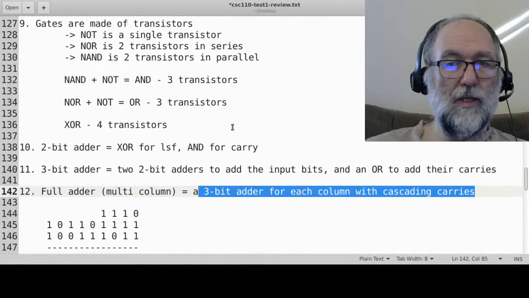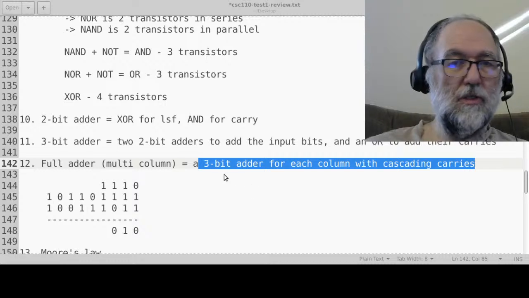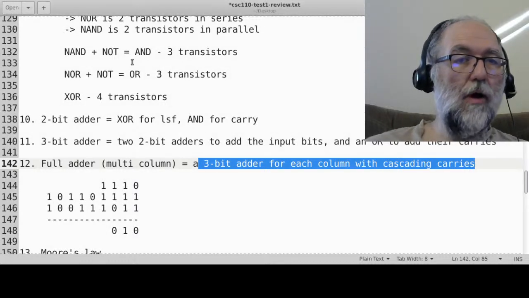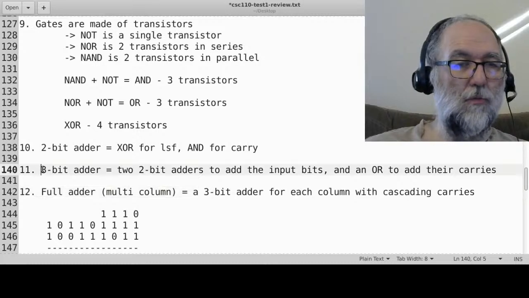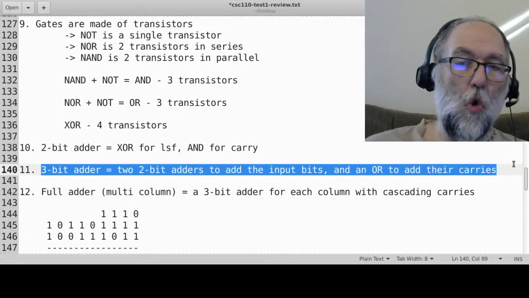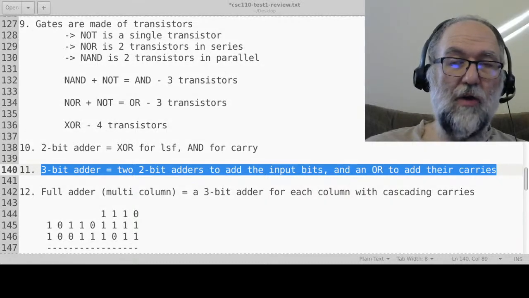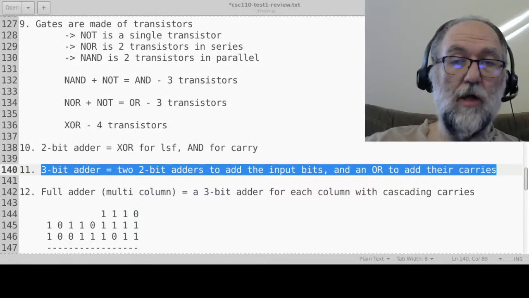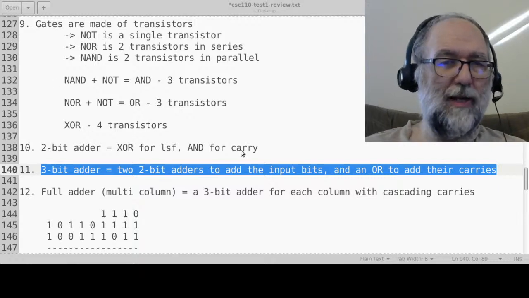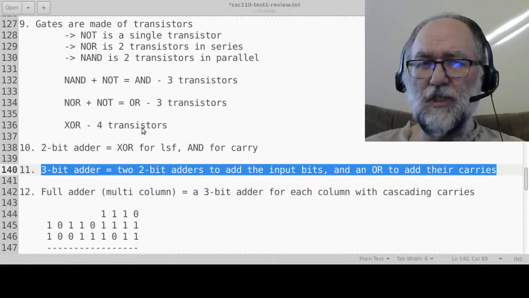All right. Whoops, I didn't quite see that, but you can see it there. Just so, a 3-bit adder. Okay. And now, what's a 3-bit adder? Well, a 3-bit adder is basically two 2-bit adders for the input bits, and then an OR to add the carries. This is actually the hardest of all the circuits to understand. Okay, I'll just very quickly show you a picture, but I think that's for the test. That's all I need you to know.